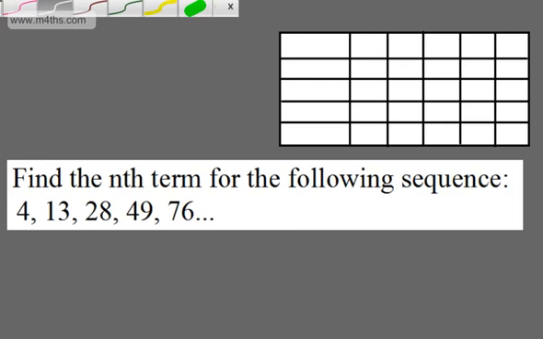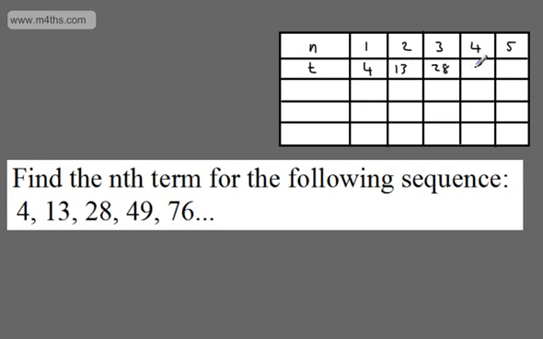So what I'm going to do here is the following. I'm going to write in here n. So what we've got then is n, 1, 2, 3, 4, 5. If I now consider the terms, I've got 4, 13, 28, 49, and 76. So let's look at the first common difference here. The first common difference in each term we're going to write down. So this is going up by 9, this is going up by 15, this is going up by 21, and then this is going up by 27. That is the first difference.